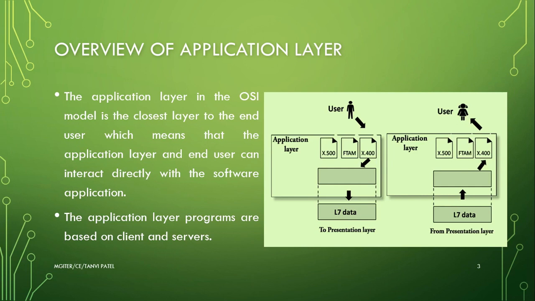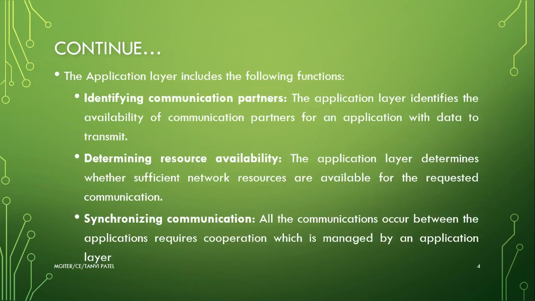The application layer programs are based on client and server. Means this layer depends on the client and server model. Here in the figure you can see the application layer structure. The application layer includes the following functions. First is identifying communication partners. The application layer identifies the availability of communication partners for an application with data to transmit. Means what data you have to transmit with your partner and communicate with the other, that is being identified.